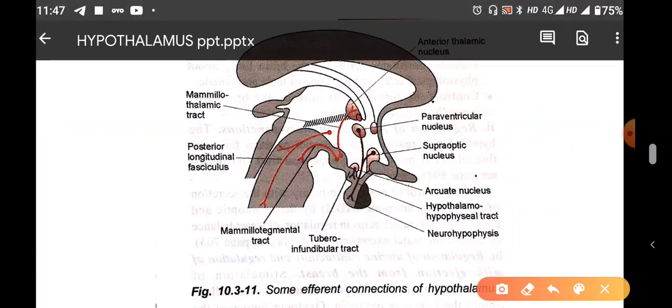So, the fibers are going to this anterior nucleus, then the fibers will go to the posterior longitudinal fasciculi through this mammillotegmental tract, then the tubero-infundibular tract. The efferents will go into the anterior pituitary. From the hypothalamo-hypophyseal tract, fibers are going to the posterior pituitary. This is the arcuate nucleus. This is the supraoptic nucleus. This is the paraventricular nucleus. So, from all these nuclei, the efferents are going to the different parts of the brain.